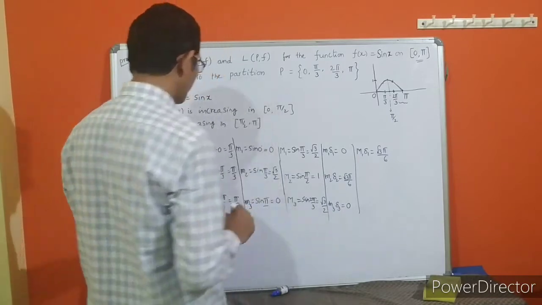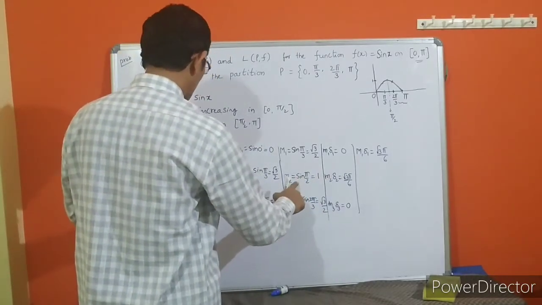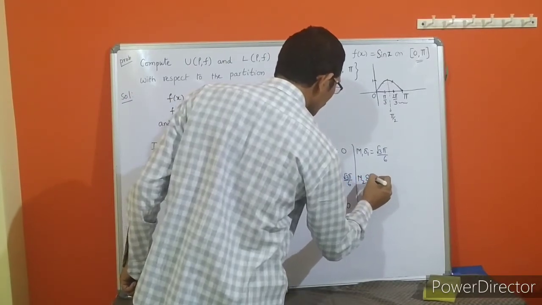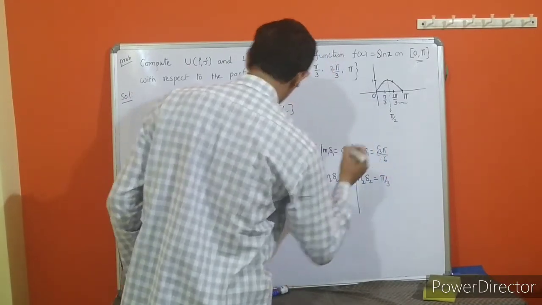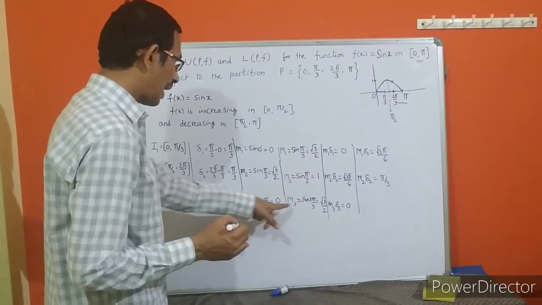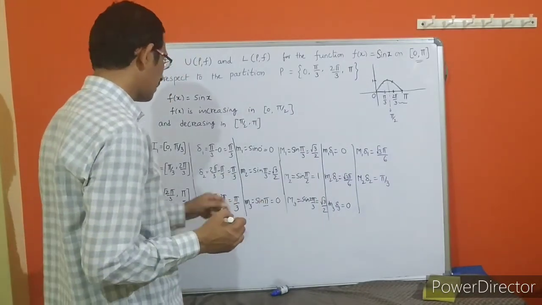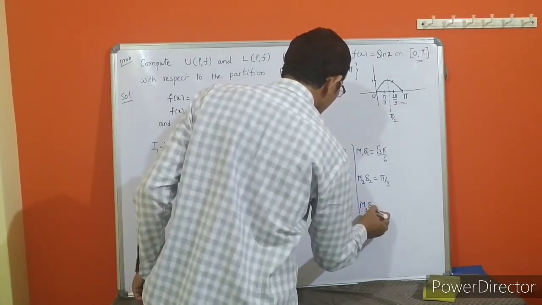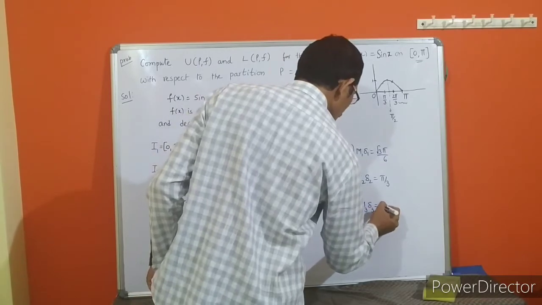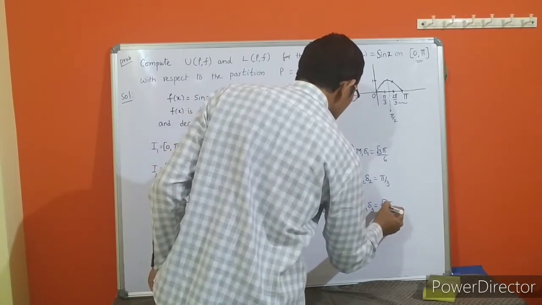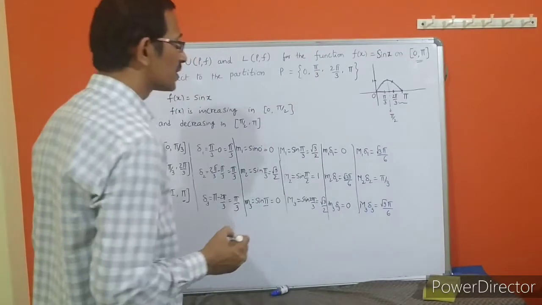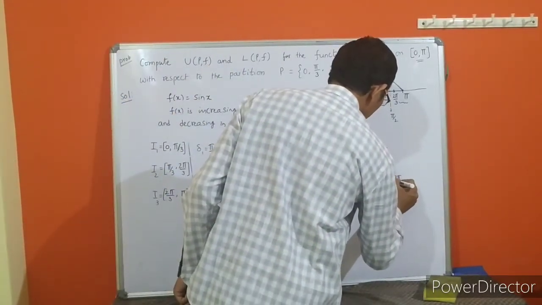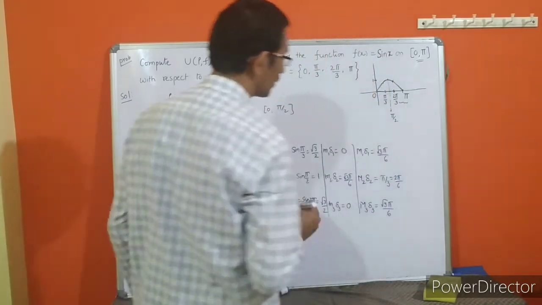Now again, capital M2 delta 2 is 1 into pi by 3, that is delta 2 pi by 3. Next, capital M3 is root 3 by 2 into pi by 3. So M3 delta 3 is equal to root 3 pi by 6. So this is what you got, or for simplicity, you can write it as 2 pi by 6.